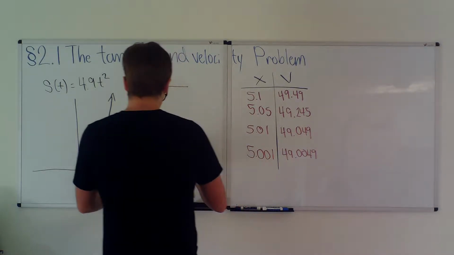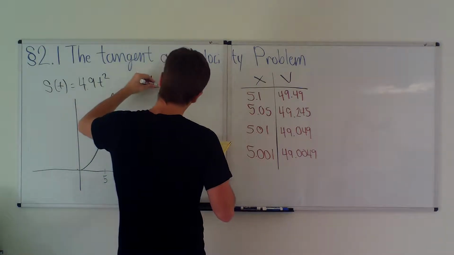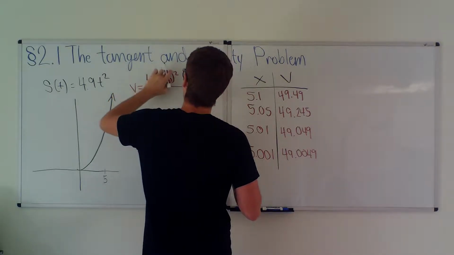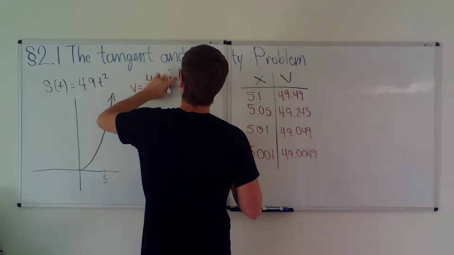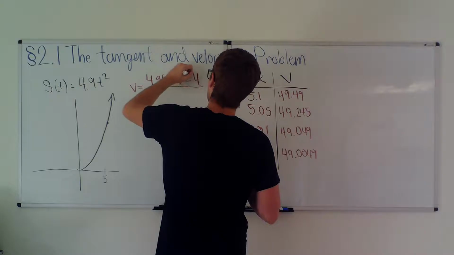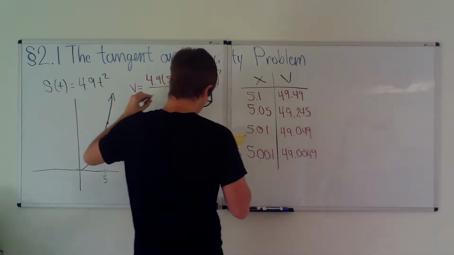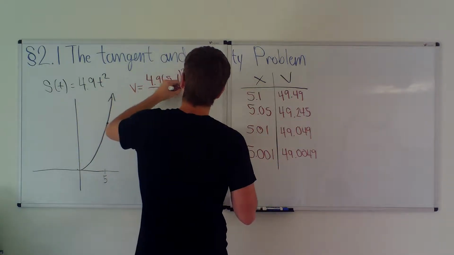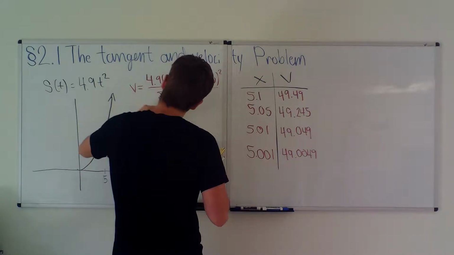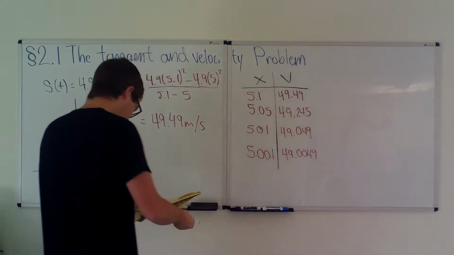So we have our equation: 4.9 times 5.1 squared, I'm sorry, minus 4.9 times 5 squared, all over 5.1 minus 5, and this equals 49.49 meters per second, right?